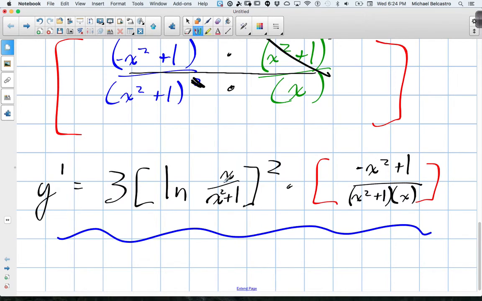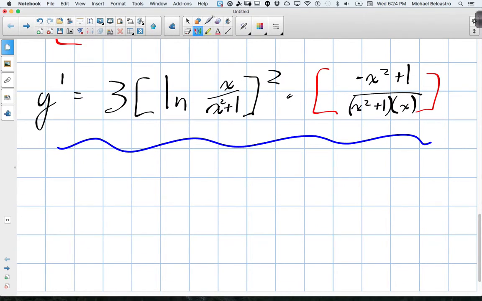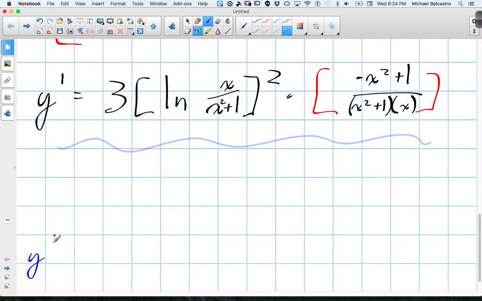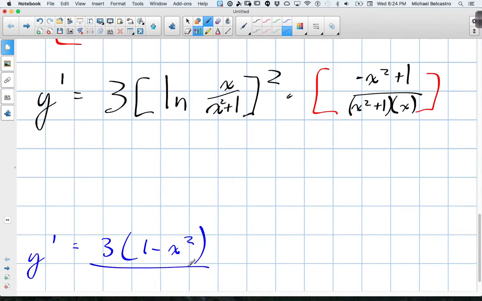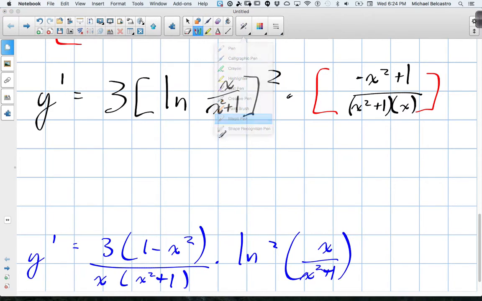It looks like in your book, I guess we'll refer to how the book's answer was, to show how we have the same thing. Let's say the book was in blue here. They'd written y prime is equal to 3, 1 minus x squared, over x times x squared plus 1, multiplied by ln 2 to the x over x squared plus 1. At first glance, these don't quite look the same, but let's focus on how they've written these things.